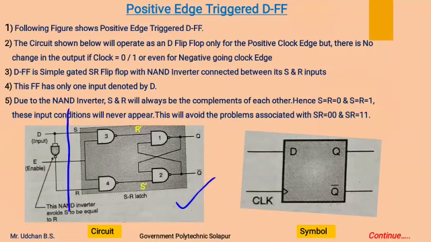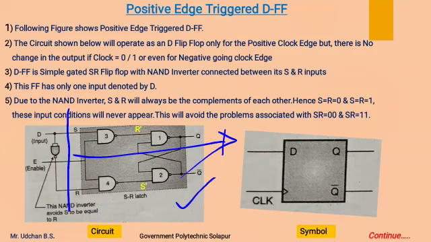Basically, this portion is of SR flip-flop. The S and R terminals are connected together through this NAND gate, and this NAND gate is going to act as a NOT gate, as both the input terminals of this NAND gate are connected together to a common input that is named as a D input.